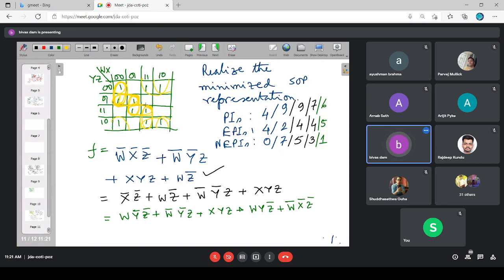How many pairs are there? So 5 pairs. How many quads? 2. So altogether, how many PIs? 7 PIs. Okay. So out of these 7 PIs, I have to find out how many are essential.